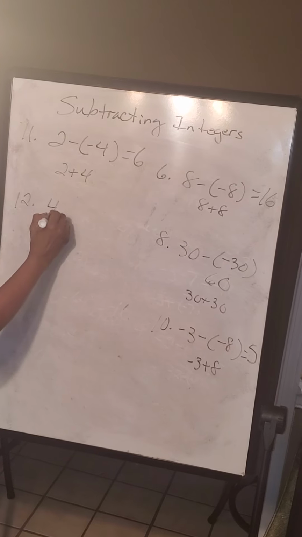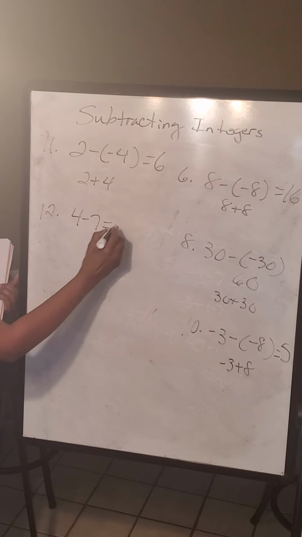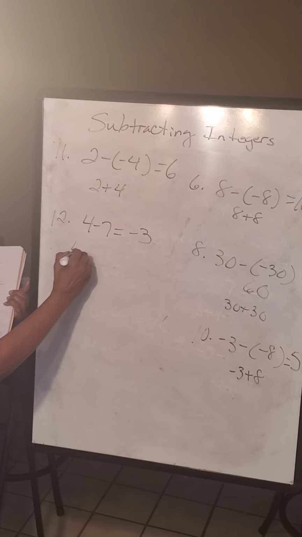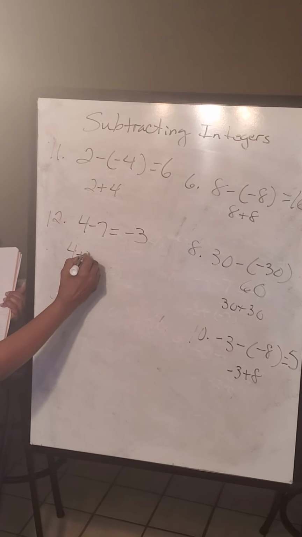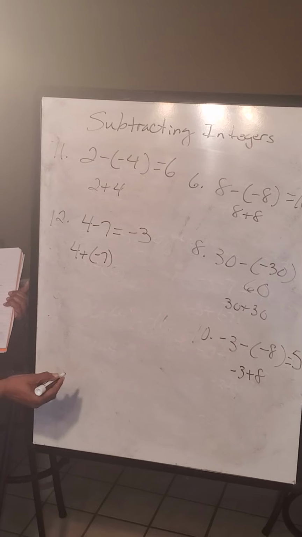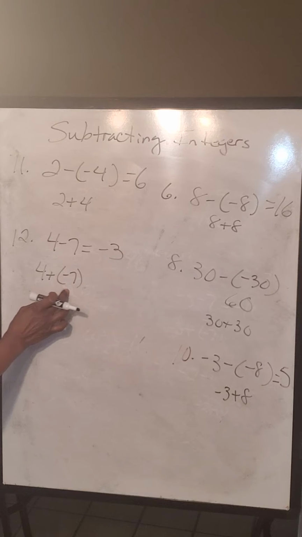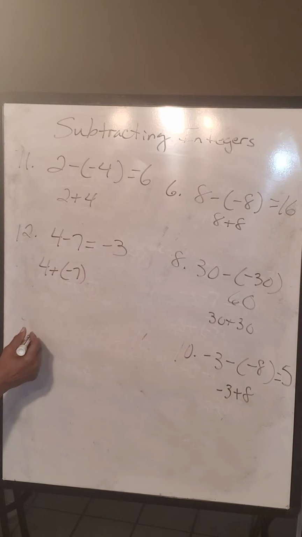Example 12. 4 minus 7 is a negative 3. How do we get that? The rule tells me to subtract 7, add its opposite. The opposite of 7 is a negative 7. You owe your best friend $7, you give them 4, you still owe them some money. That's why that answer is a negative 3.